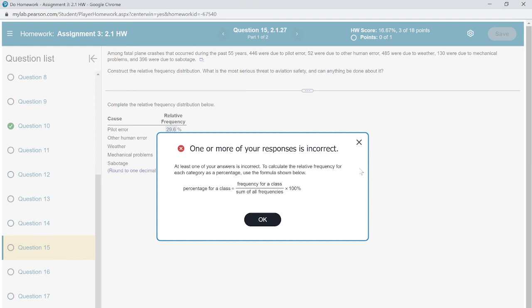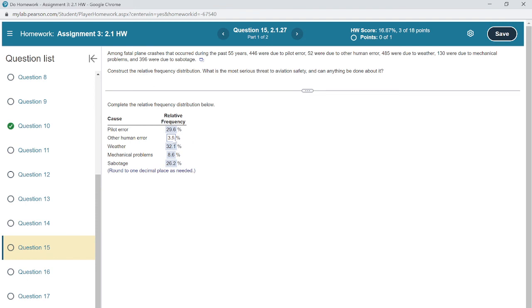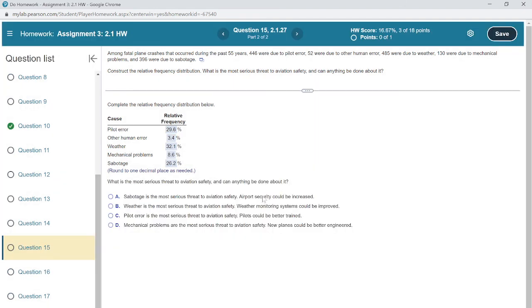Okay, at least one of your answers is incorrect. What is happening here? This one, 3.5, so it's 52. Let me do it again. 52 divided by 1509 and multiply it by 100. If I round it to one decimal place, it should be 3.4, not 3.5. I made a mistake there. It should be 3.4. Excellent.